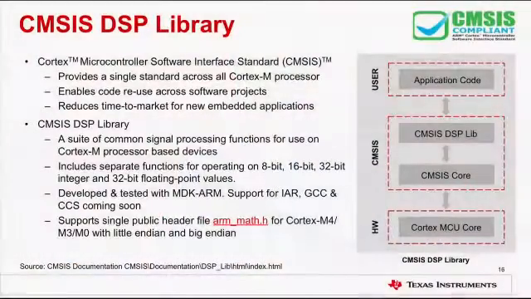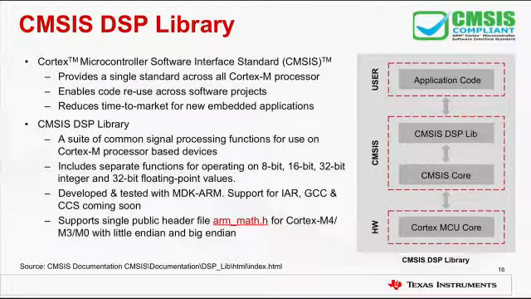In order to provide a single standard across all Cortex-M based processors and to enable code reuse across various software projects, ARM has come up with a vendor-independent hardware abstraction layer called CMSIS, Cortex Microcontroller Software Interface Standard. In addition to other components, CMSIS consists of a DSP library which contains over 60 functions in both fixed point and single precision floating point implementation. This makes it really easy for a user to utilize the capabilities of the floating point unit.